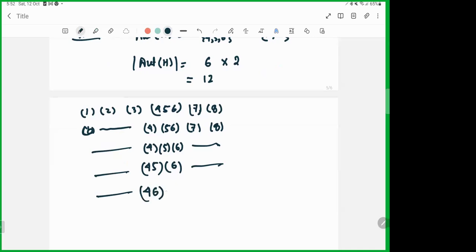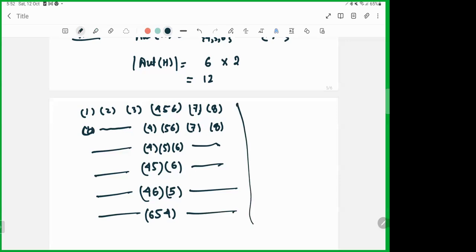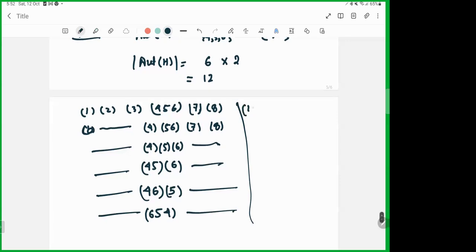4, 6, 5, 7, 8. What else? We should have one more. What is remaining? 5, 6, 4 is remaining, right? No, sorry, 6, 5, 4. 4, 6, 5, and 5, 4, 6. Yes, all are done. Similarly for the second one, 6 are here and 6 will be from the second one, right? 1, 2, 3.